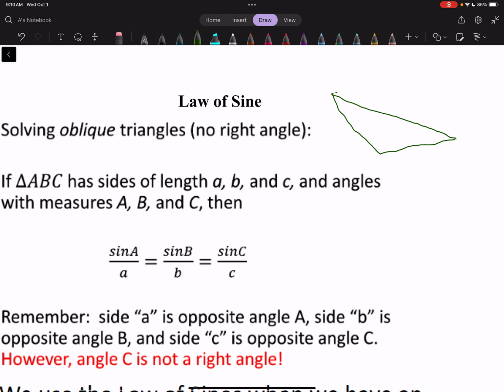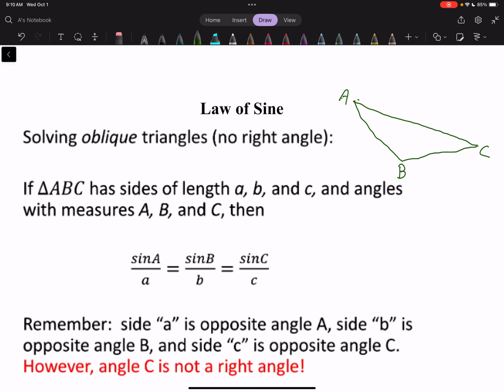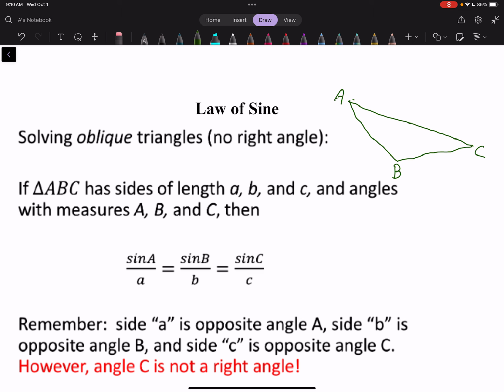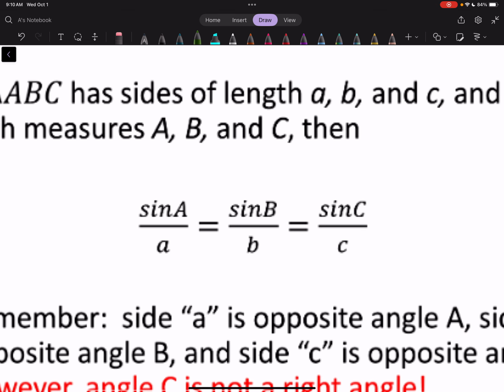If a triangle ABC has sides of length A, B, and C. Now the way this is written out, the lowercase letters are the opposite sides from the angle. So here would be lowercase a, here is lowercase c, here is lowercase b. Then, sine of angle A divided by length A is equal to sine of angle B divided by length B, and the same is true for the c's.